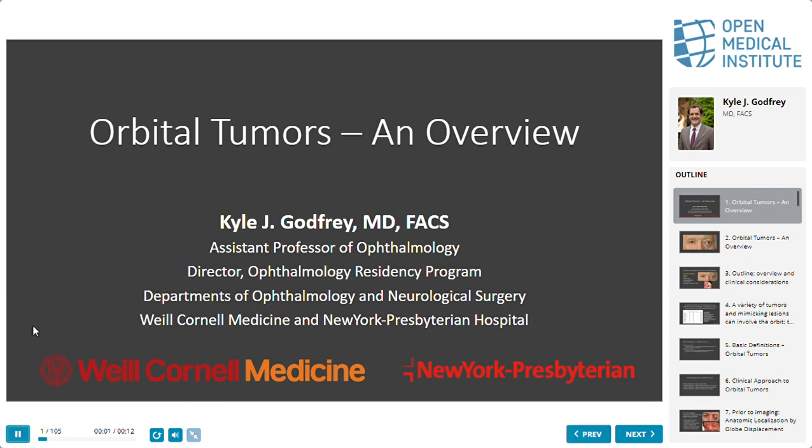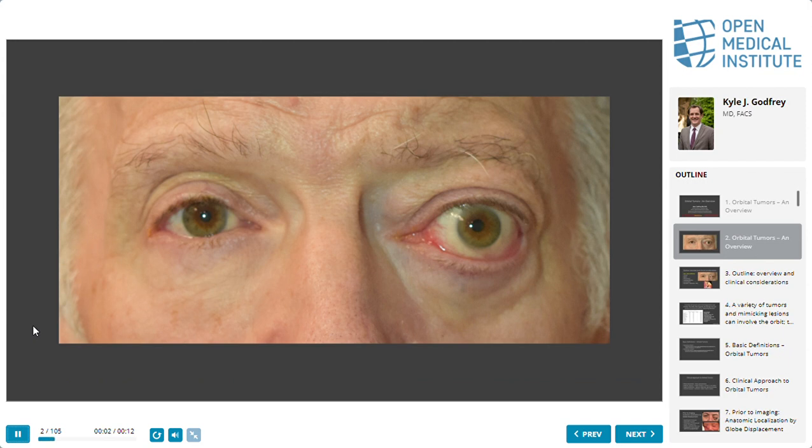I know it's obviously impossible to cover all of orbital tumors in one hour. I also recognize that not all of you are going to be treating and managing orbital tumors in your practice, but hopefully we can give you a broad overview so that when a patient like this shows up in your office, you have at least some framework for how to approach this, how to do some initial workup and diagnostic testing, and how to make the appropriate referrals that are necessary.